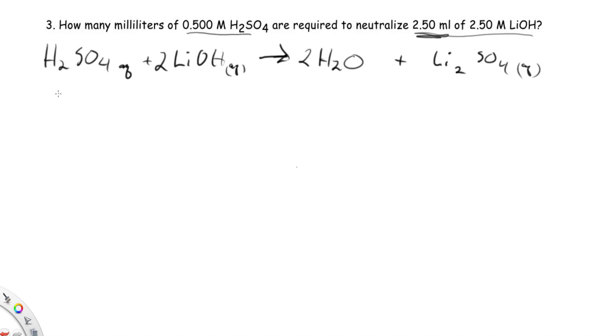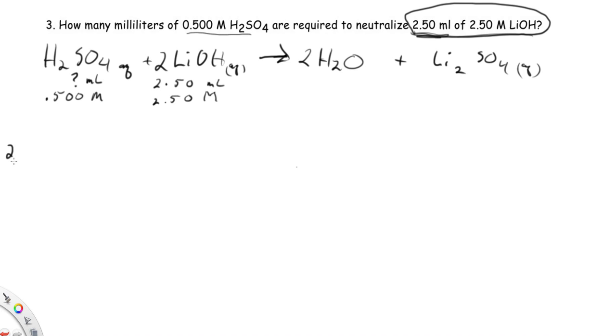So the first thing we're going to do is start with the substance that we know both the volume and the molarity. So we know 2.50 milliliters and we know 2.50 molar. So we know two things about lithium hydroxide. The acid, we only know one thing, and we're asked to figure out how many milliliters it will take. All right, so we're going to start off with our volume, 2.50 milliliters of our lithium hydroxide. And we're going to change that into liters. So 10 to the minus 3 liters over 1 milliliter. All right, so now we get rid of milliliters and we have liters.